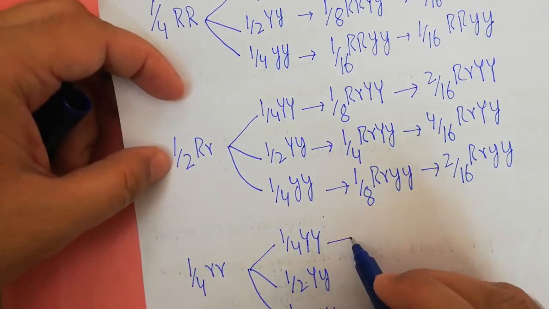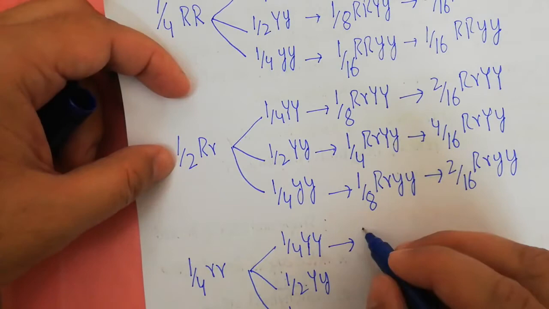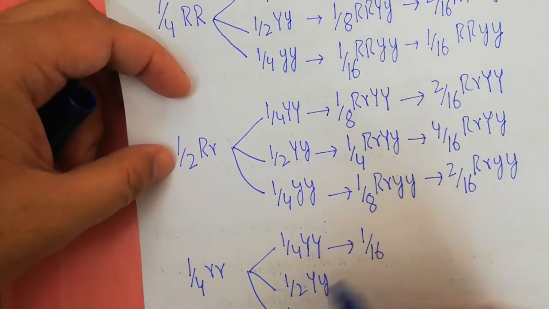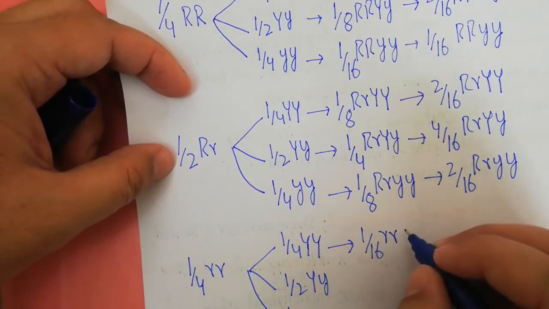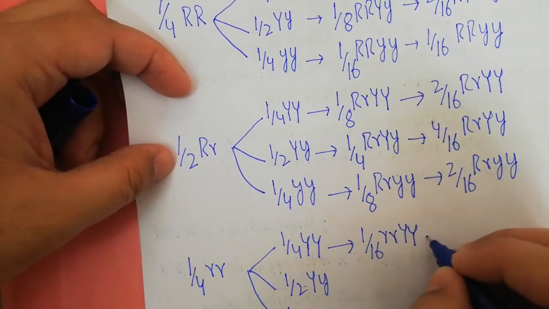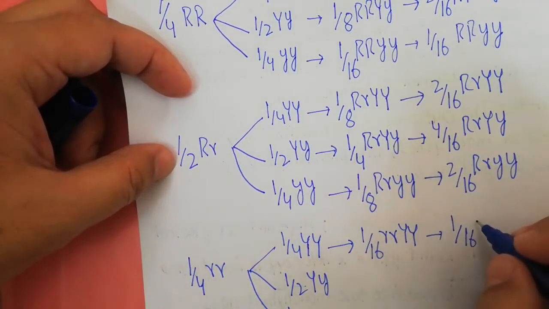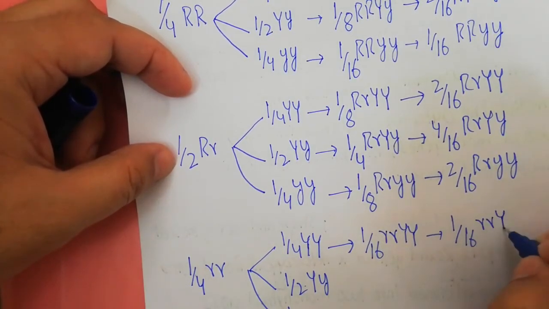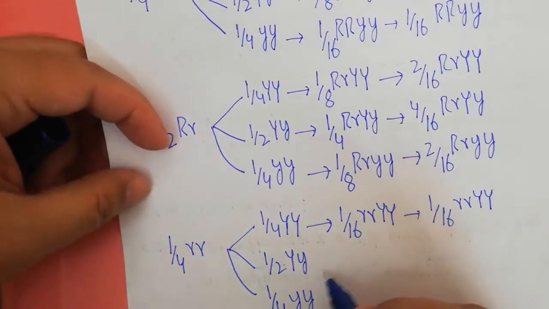Now if you cross them, this means that first you have to cross this with this one. So 1 into 1 will be 1, 4 into 4 will be 16, and their genotypes will be small r, capital Y and capital Y. So out of 16, the genotypes of these kinds of offspring will be small r, capital Y and capital Y.